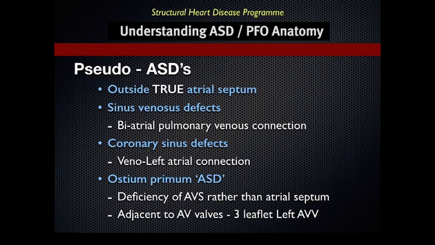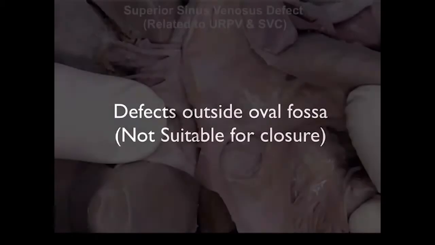And ostium primum defects, or ostium primum ASDs, as I said, are deficiencies of AV septal structures rather than the atrial septum, and the importance of that is that these defects are adjacent to the atrioventricular valves, so not amenable to interventional closure, and we have a difference in the structure of the AV valves themselves, in particular the left AV valve, which has the characteristic features of an AV septal defect in the sense that it has 3 leaflets. So let's look at some of these defects which really are not suitable for interventional closure.